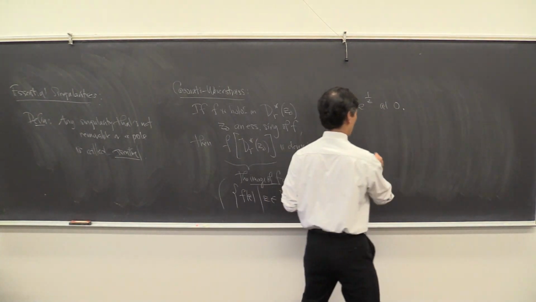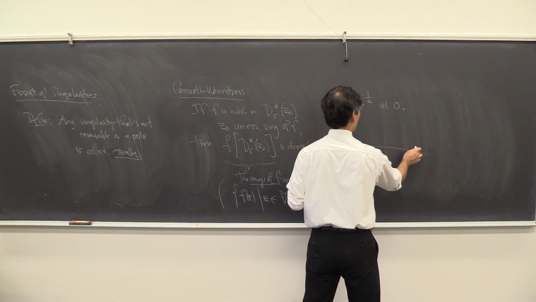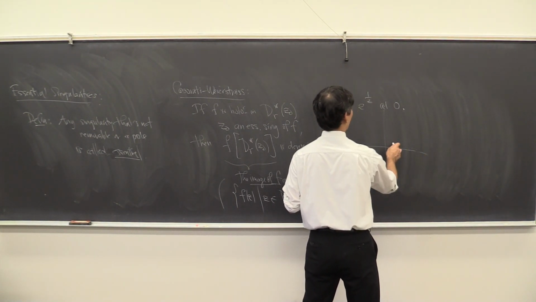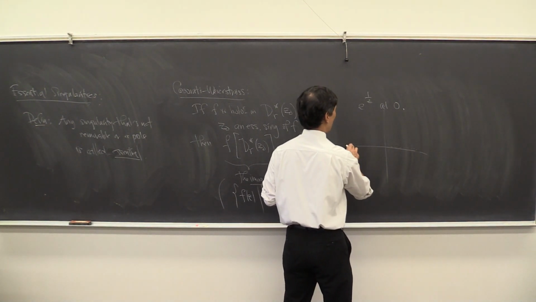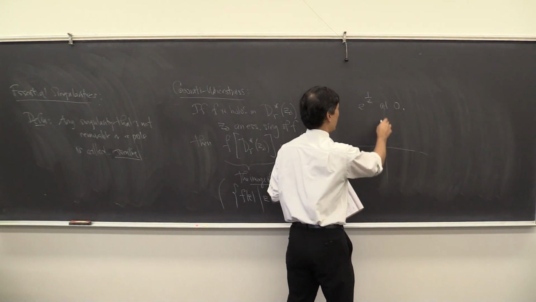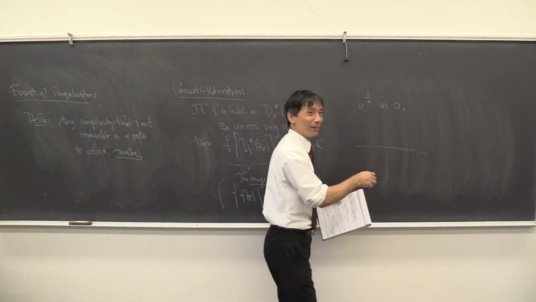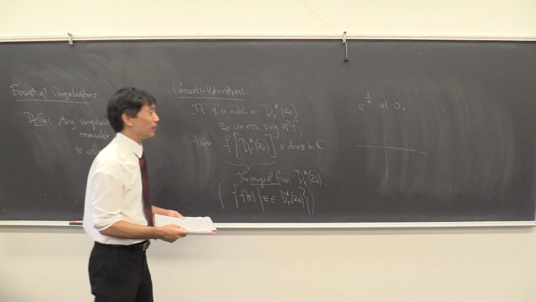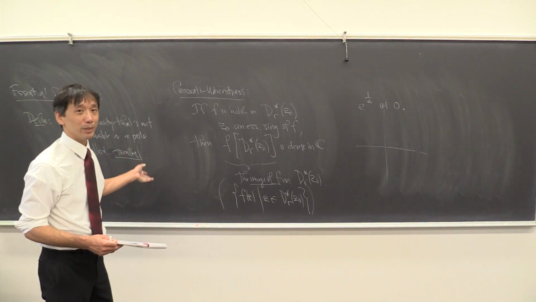As you approach on the positive real axis, you go to positive infinity. As you approach on the negative real axis, you go to 0. And as you approach on the imaginary axis, you just spin around. So it's not removable. It's not a pole. It's an essential singularity.